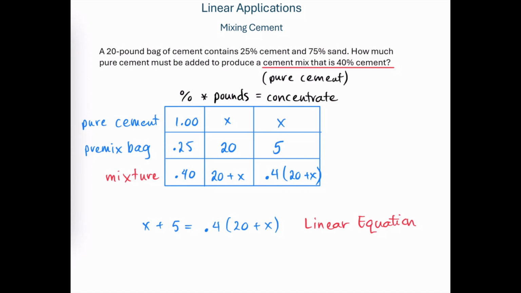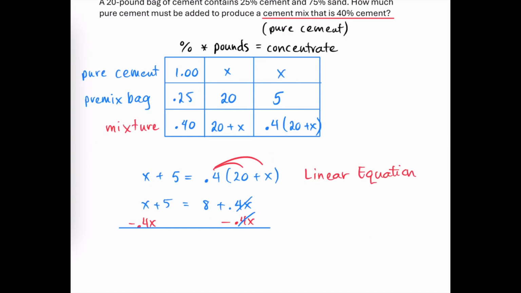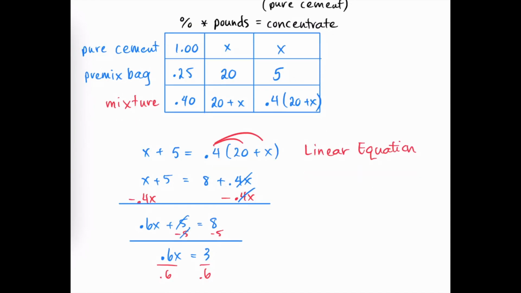We begin by simplifying both sides as much as possible. So X plus 5 is going to be equal to 0.4 times 20, which is 8, and 0.4 times X is 0.4X. Now we get our variable terms to one side, so we'll subtract 0.4X from both sides. 1X minus 0.4X is 0.6X on the left. We still have plus 5, and we're equal to 8. Now we'll subtract 5 from both sides. On the left, we still have 0.6X, and on the right, we now have 3. Now we divide both sides by 0.6 to get X by itself on the left. 3 divided by 0.6 is 5, and the units here are pounds.